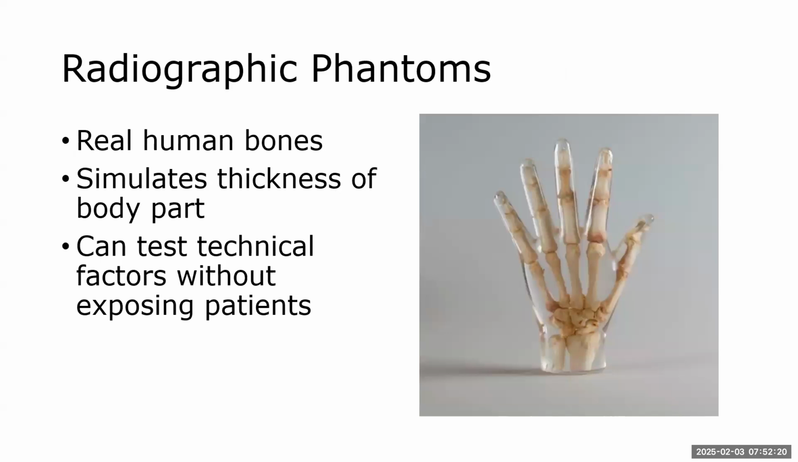So radiographic phantoms, real human bones are the best. Like the phantoms that we have, except for a few, have acrylics with real bones in them. I tried to pull all the non-real bones out, except for the couple of abdomens that we have. Those are not real bones, but they simulate the thickness of the body part. And you can test technical factors without exposing patients, not just using patients as guinea pigs.